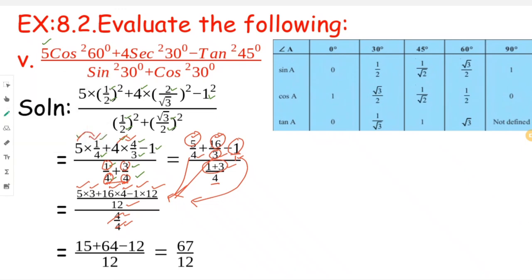multiplying. Then 5 3s are 15. Then 16 into 4, I'll get 64. Then minus 1 into 12, I'll get minus 12. So once you're done with your addition and subtraction, you should get your answer to be 67/12.